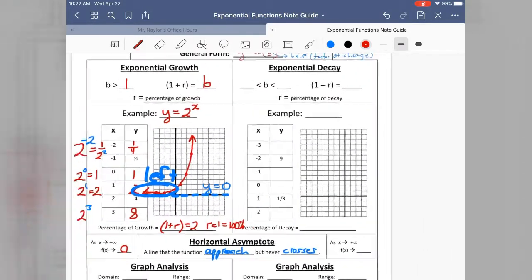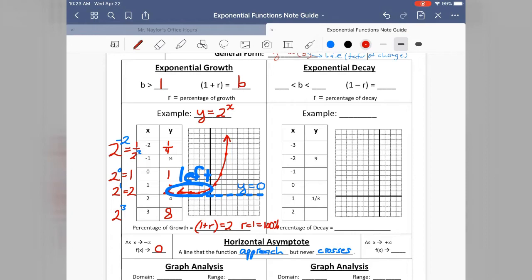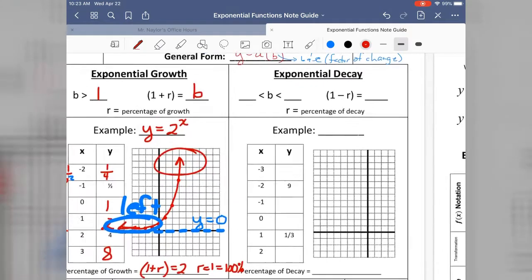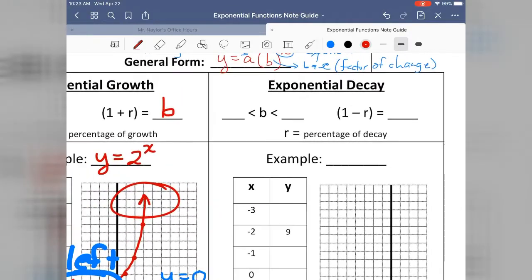Well, that's exponential growth. That's when your equation is going up. But what about if the equation is decaying? What about if the equation is going down? Well, that's going to happen when your base is less than 1. It'll also be greater than 0 because we won't want to have a negative base. So if the base is less than 1, we have exponential decay.